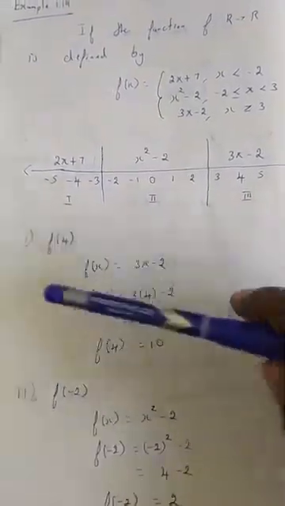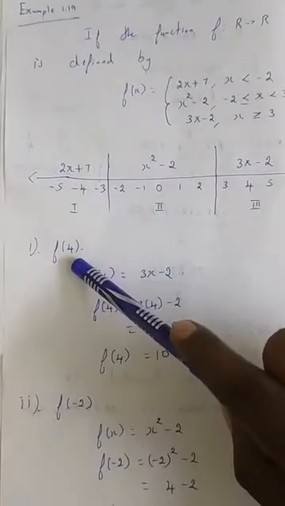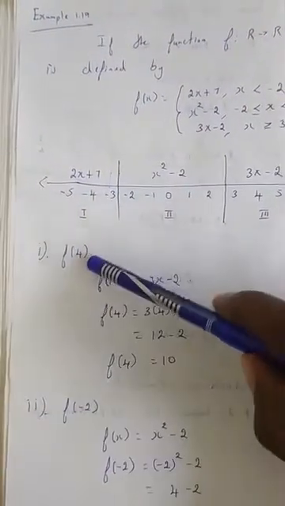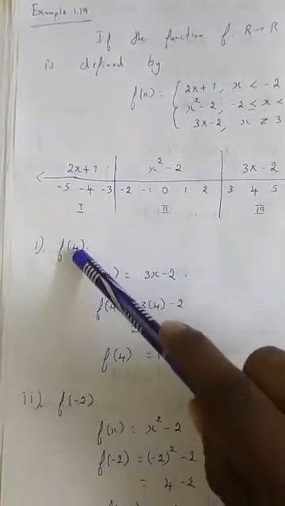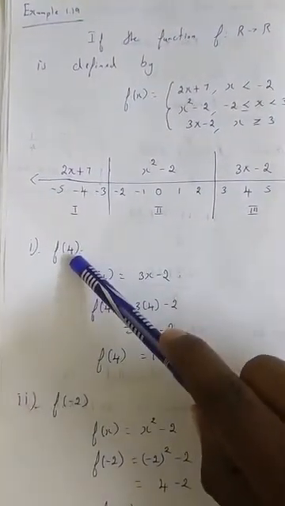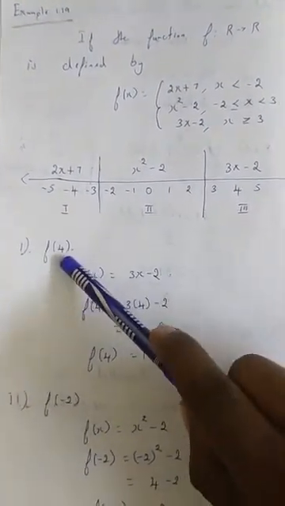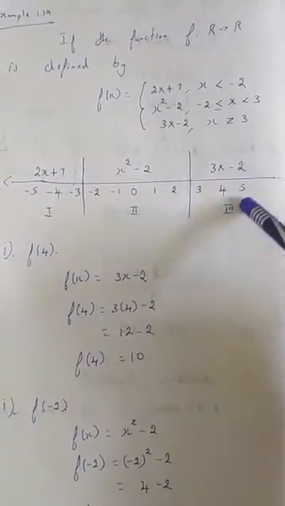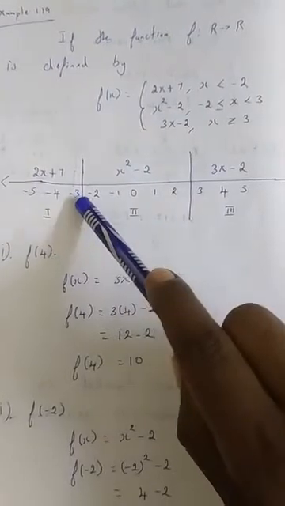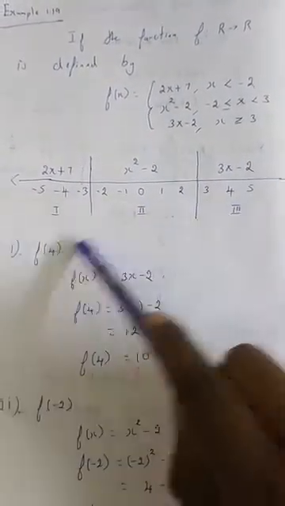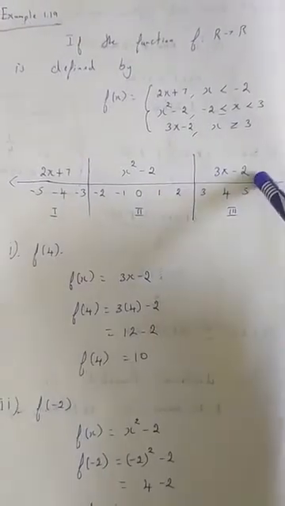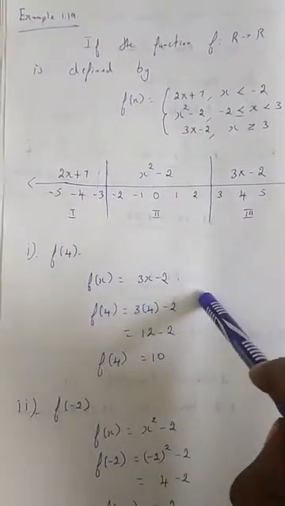So first subdivision, f of 4. Let's find out which f of x we have to substitute for this f of 4. So 4. Where does this number 4 lie in this number line? It is in the third interval. So minus 5, minus 4, minus 3. Where does this 4 lie in this number line? In the third interval. And what is the f of x for this interval? 3x minus 2. That's all.